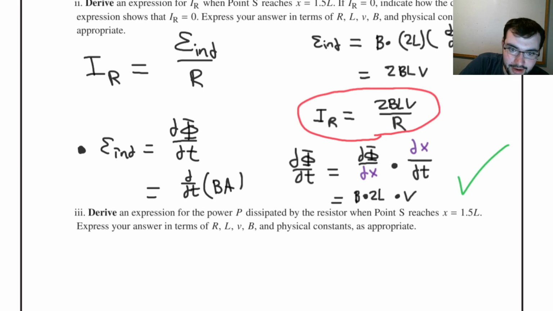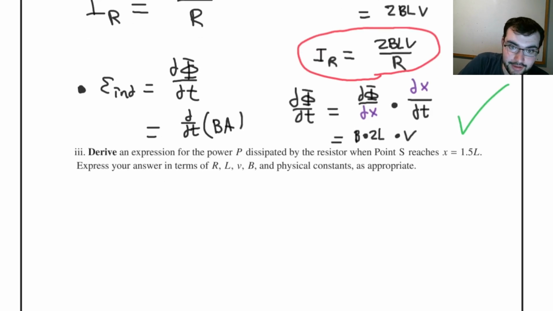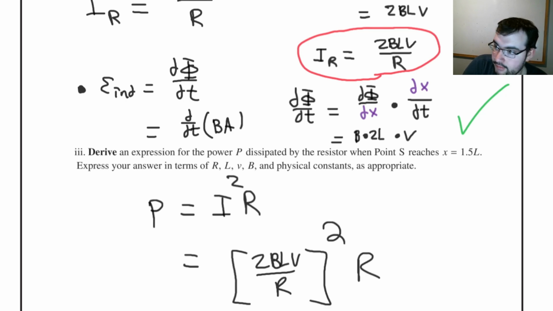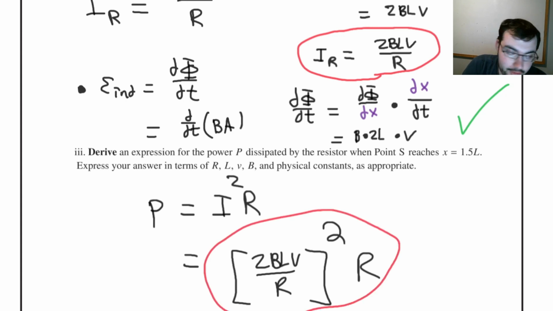And lastly, or sorry, we still got more. Not lastly, not yet. Derive an expression for the power P dissipated by the resistor. This is easy. It's just P equals I squared times R. And oh look, we found I. Done. There's no way that's more than 1 point.